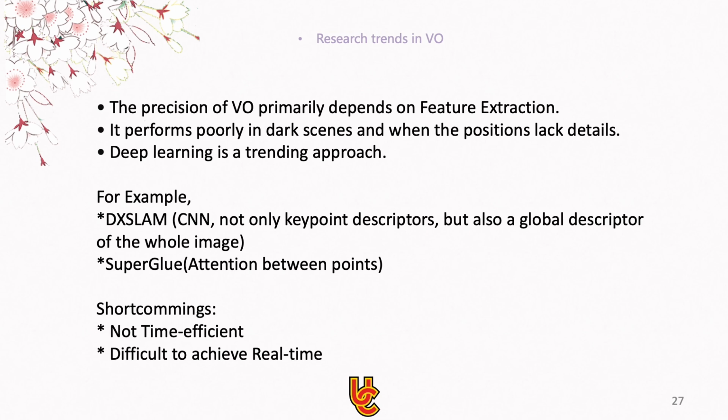However, there are some common shortcomings for deep learning methods. They are not very time efficient. It's still slower than ORB-SLAM, and it's very difficult to achieve real time.